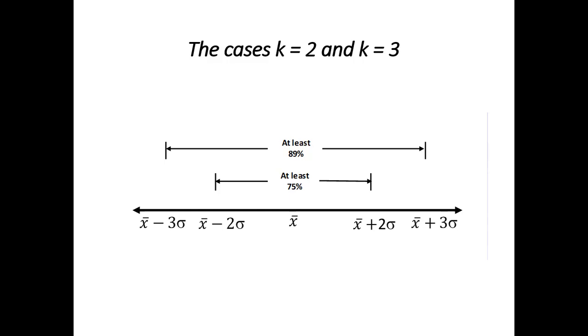So here's a visualization with a number line. This is telling us that if I have a mean, and if you think of this interval as being the mean plus 2 standard deviations and the mean minus 2 standard deviations, we get at least 75% of the data in this interval. And if we extend this to 3 standard deviations, then we get at least 89% of the data.